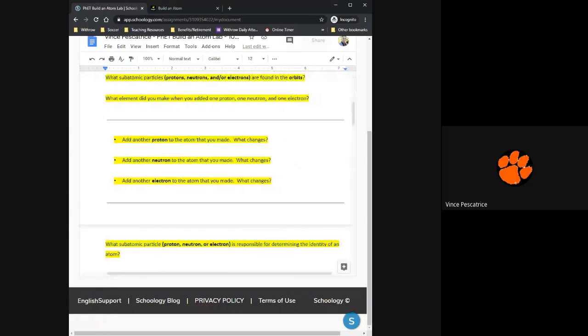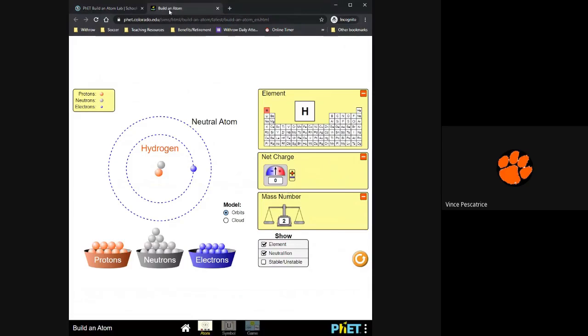Then you're going to add a proton, a neutron, and an electron. When you do this, you need to pay attention to three things. One, the name of the atom. Two, the net charge. And three, the mass number. Those are the three things you need to pay attention to when you add each particle. For example, it says add a proton. There are multiple things that changed. When I added this proton, the name changed, the charge changed, and the mass number changed.